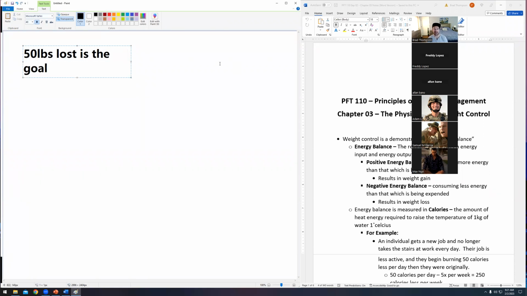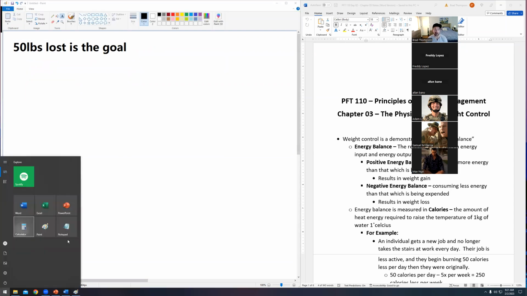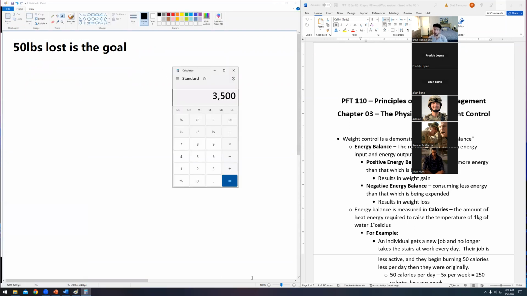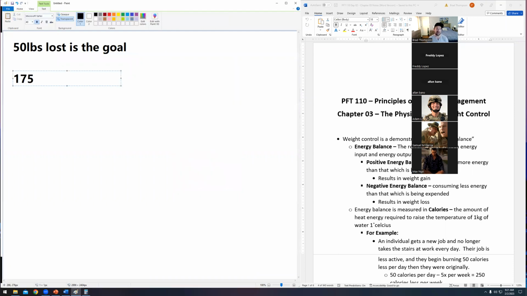Well, we know exactly how many calories are in 50 pounds of fat. There's 3,500 calories in a pound of fat times 50, so they need a 175,000 calorie deficit. Just to make sure that this is clear, a 175,000 calorie deficit is needed, right?